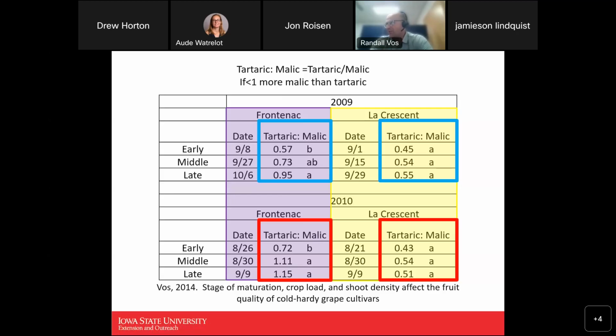And so I pulled the Crescent, for example, and if you look at it, basically the ratio of malic to tartaric didn't change at all throughout the ripening. You know, malic and tartaric were breaking down at the same rate.